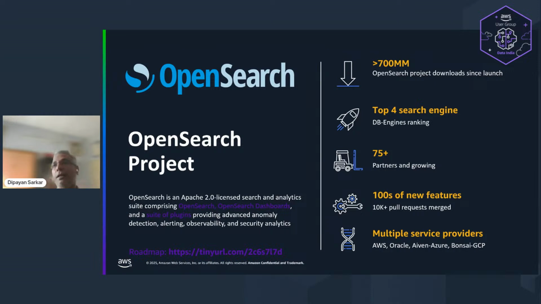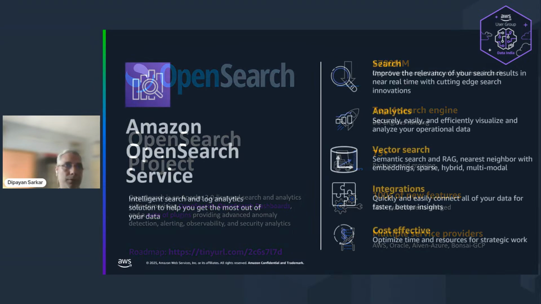As of when this slide was prepared, 700 million downloads of the OpenSearch project had already happened. It has been picked as a top 4 search engine, right? There are a lot of partners, 75 plus partners already. They are growing, and we are continuously adding new features, right? For the roadmap, if you want to understand how OpenSearch is evolving going forward, you can go into the open source project and see the roadmap and the features going forward. And there are multiple service providers who are also using this open source project, packaging it, and giving it to multiple customers.